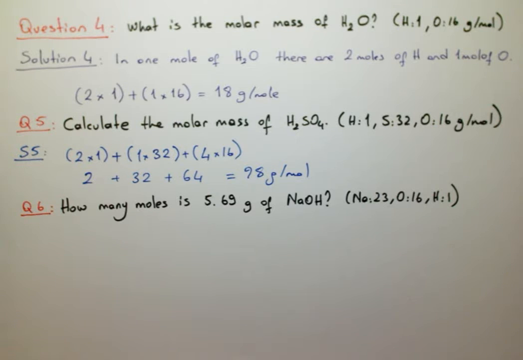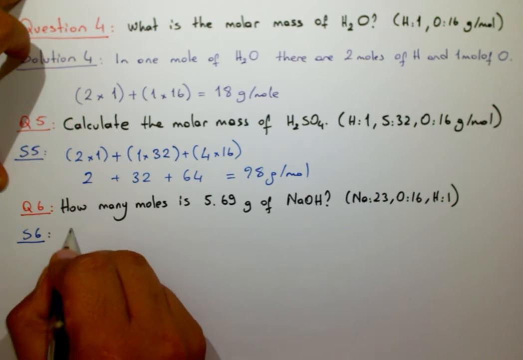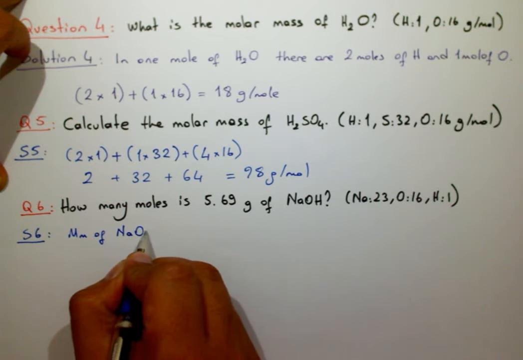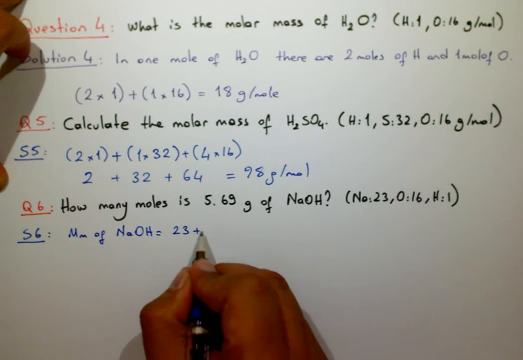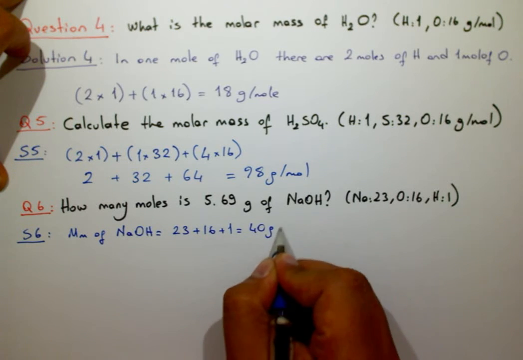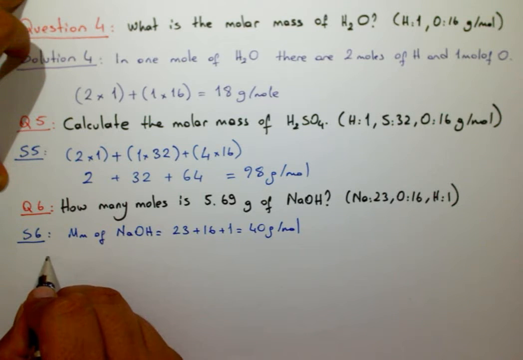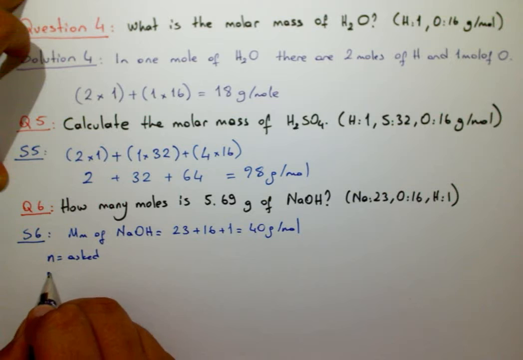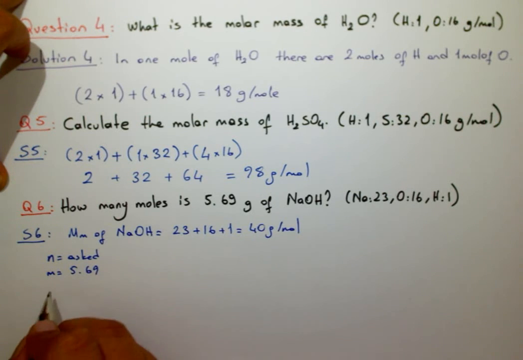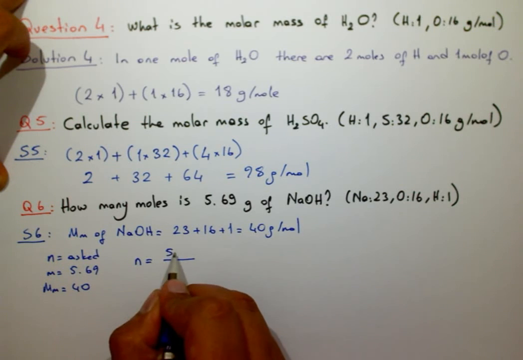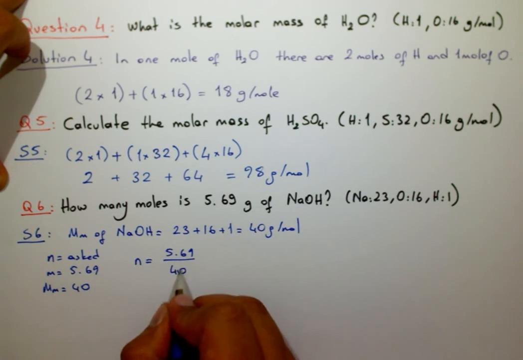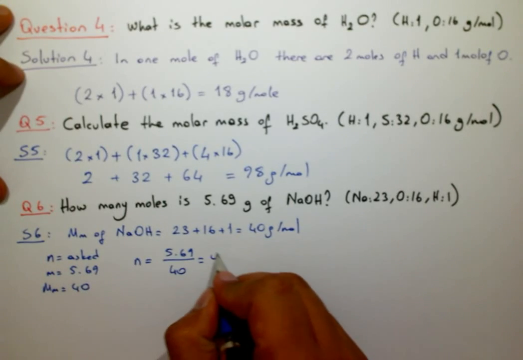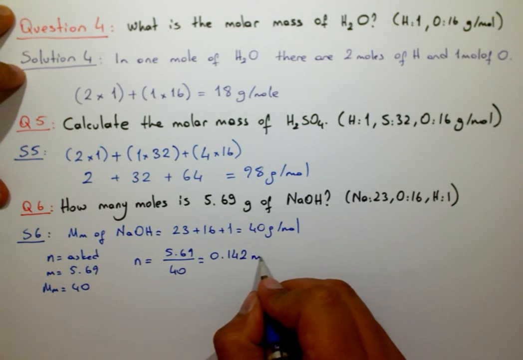Here is a relatively more difficult question: how many moles is 5.69 grams of sodium hydroxide? First we need to find the molar mass of sodium hydroxide, and it is 23 plus 16 plus 1, it is 40 grams per mole. So we can use our formula. n is asked, m is given, 5.69, and the molar mass of sodium hydroxide is 40, so n is equal to 5.69 over 40, and it is 0.142 moles.